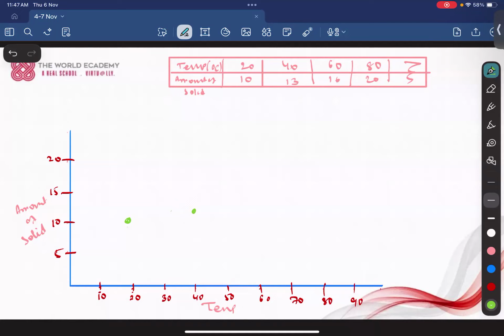Yes. The next one is 60. 60 will be 16. So this is 15. It is there. So it will be a little higher in 60. Got it? Next. 80 and it would be 20. Right. Okay, let's remove this. Now we have one curve.